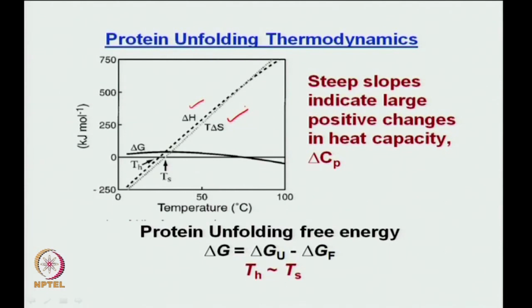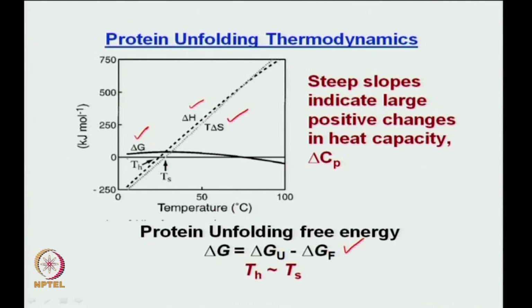Now, what we are looking at is the protein unfolding free energy. So, see this delta G, delta G is equal to delta G U minus delta G F. What does U stand for? Unfolded state, F stands for the folded state. We are calling it protein unfolding free energy because when we are unfolding the protein, that is the free energy associated with this unfolding. We are not looking at the reverse. Okay.